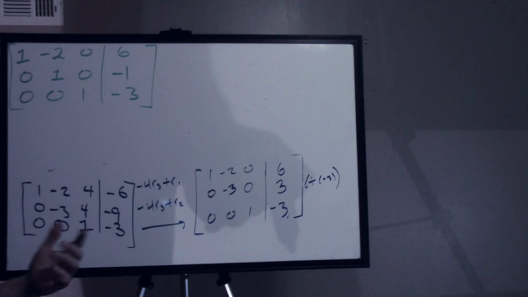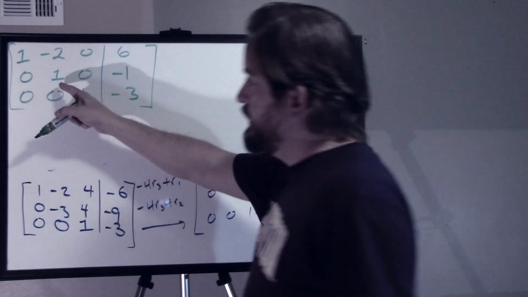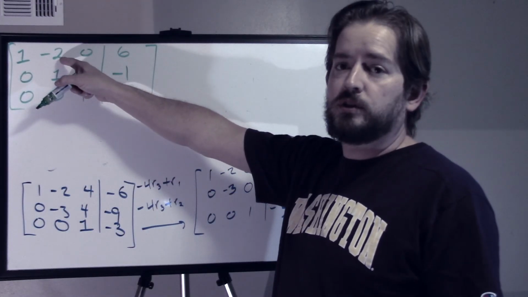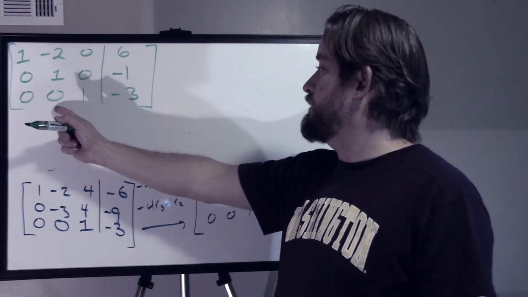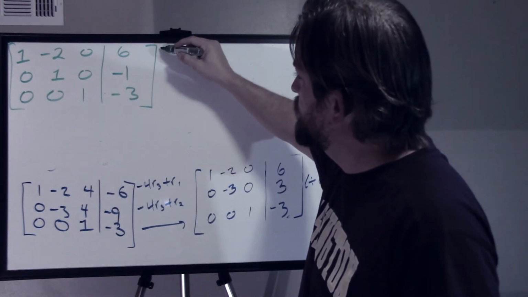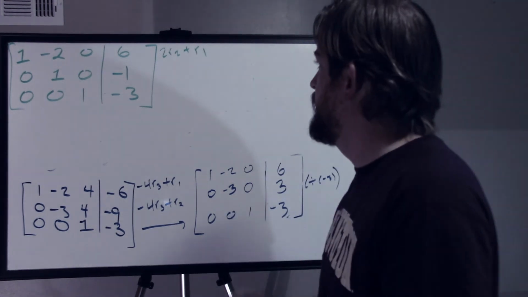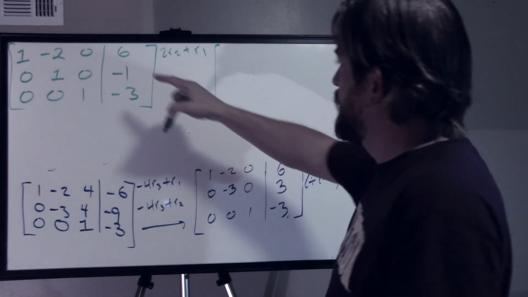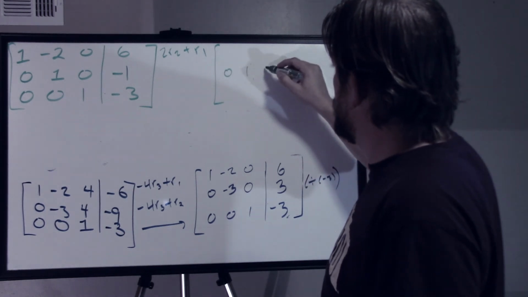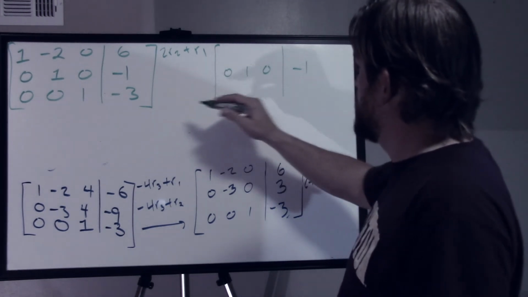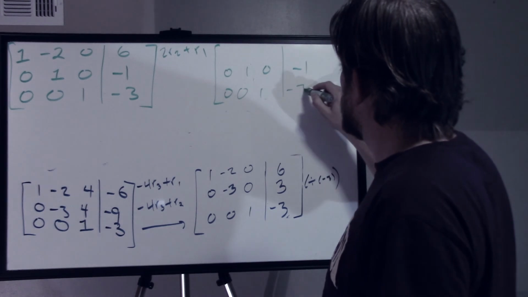The only thing I have left to do is to use the one that I just got and eliminate this -2. I don't have to play with the other guy because it's already a 0. So I'm going to take 2 row 2's and add it into row 1. And I'll be done. Row 2 and 3 are the same. 1, 0, 1, 0, -1, 0, 0, 1, -3.